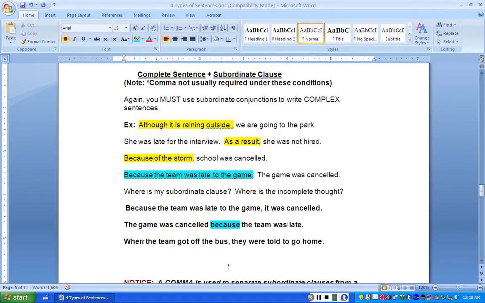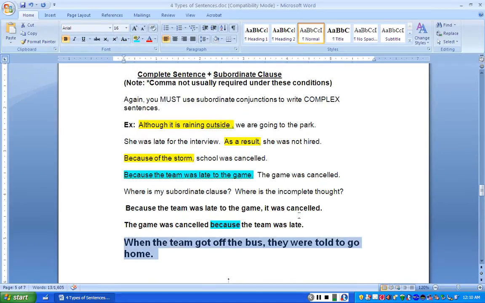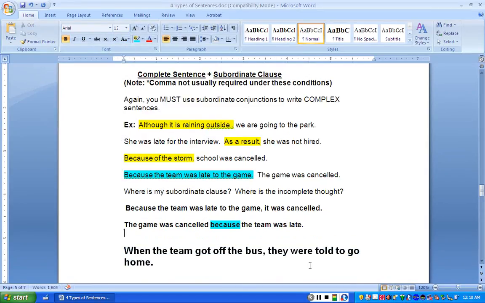Look at this sentence that I just wrote. I'm going to highlight it, or make it a little larger. When the team got off the bus, they were told to go home. Okay, it's a basic sentence, all right? I'm going to show you how you don't need to be an English teacher to know how to write well. And you don't always have to know what to call things in order to write a decent sentence.